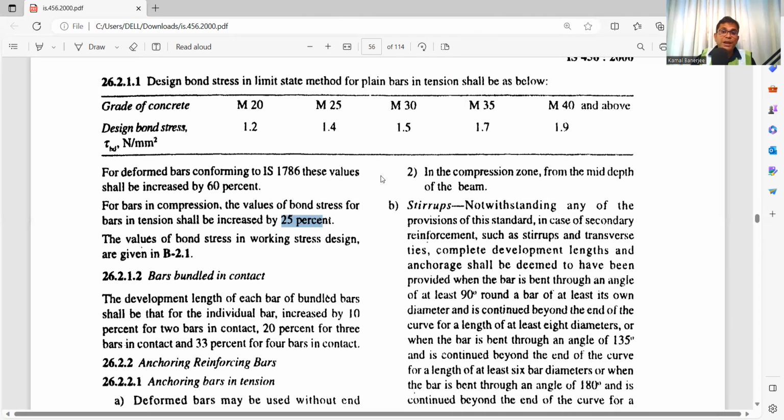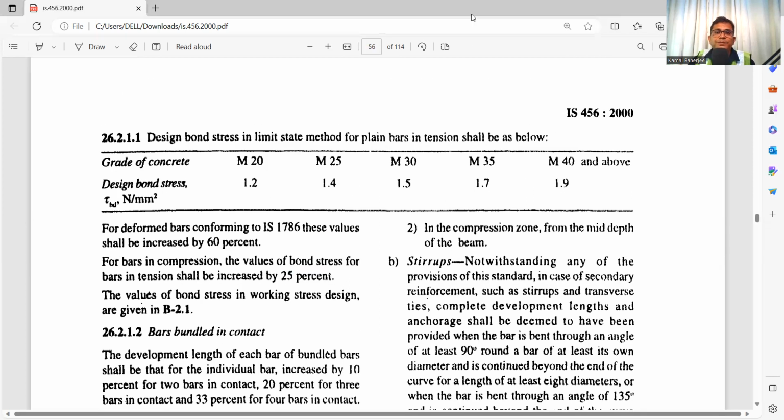So whenever you are calculating the development length of the bar, please make sure whether it is in tension or in compression, and whether it is mild steel or deformed steel, and that should be kept in mind whenever you are calculating the development length. So these are the things about the design development length consideration and how to calculate it as per IS 456.